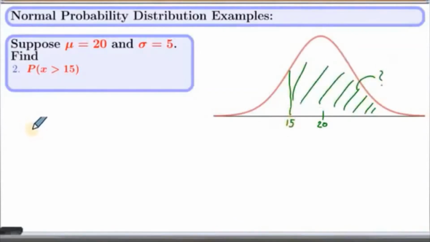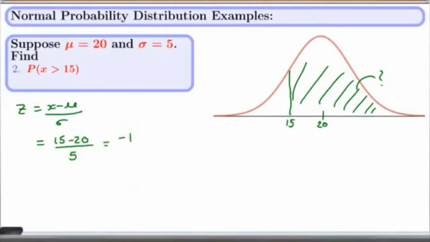First, let's find z-score for 15. Now let's use the formula for that, which is z equals x minus mean over standard deviation. So our x is 15, our mean is 20, and our standard deviation is 5. Let's plug in those numbers in formula here. So we get 15 minus 20 over 5, which comes out to be -1.